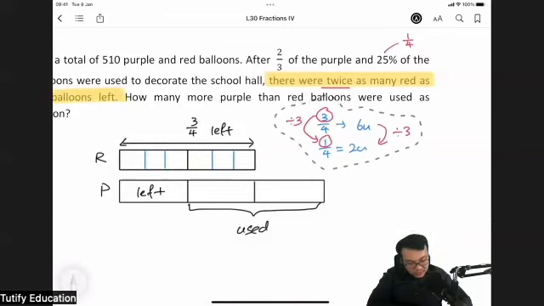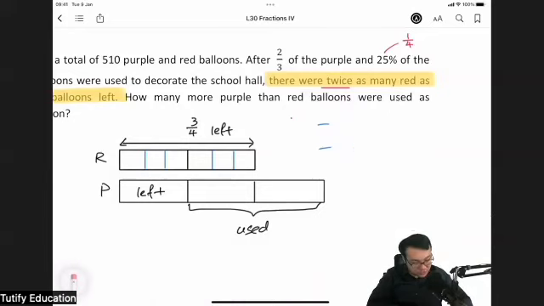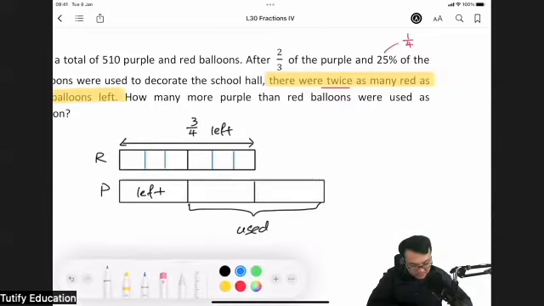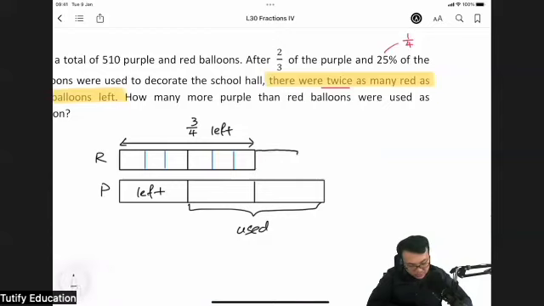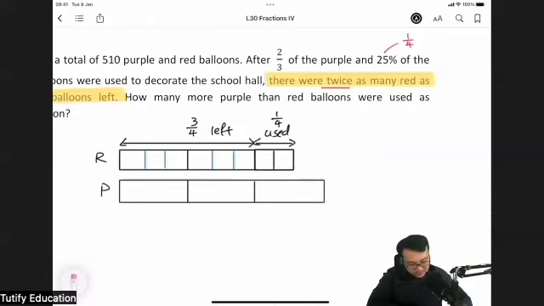So now that I know 1/4 is 2 units, then I can draw how many red balloons are being used, which is an extra 2 units. So this is what is being used. Okay, 1/4 that was being used. Any questions about this so far? Nope. So let's make everything the same now.